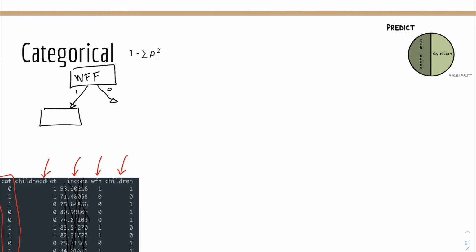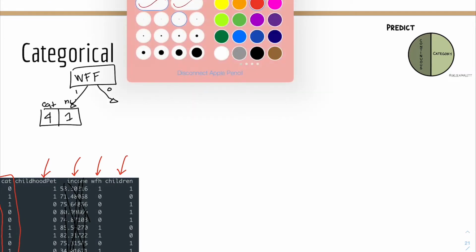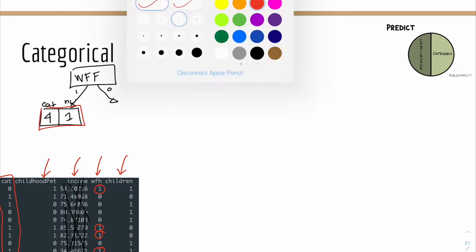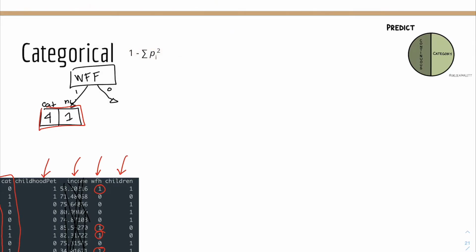And when they work from home, we end up getting 4 cat people and 1 non-cat person. I'll color code it. When you look at work from home, you have this one, this one, this one, this one, and this one. And out of all of those, 4 of them own cats and 1 of them does not own a cat. So you can see that here. And then when we look at people who do not work from home, all of these, you can see that we end up with, let's put cat, no cat.